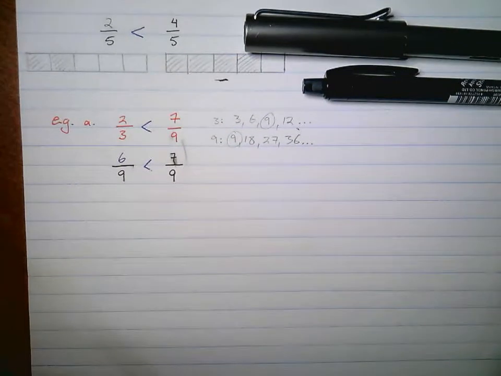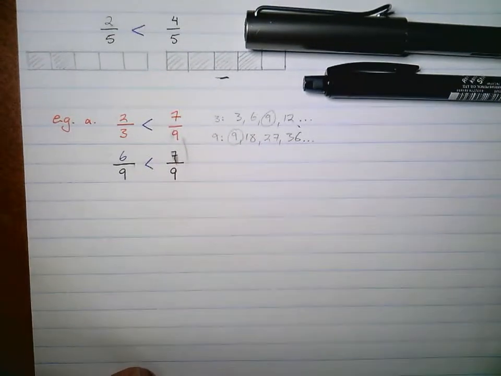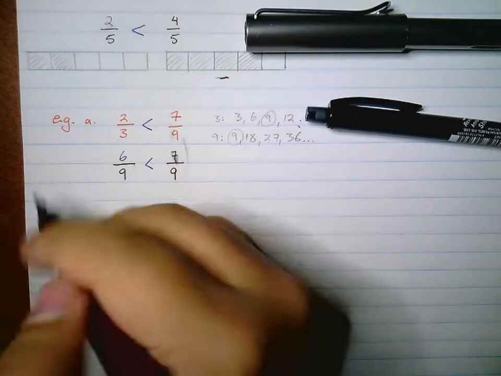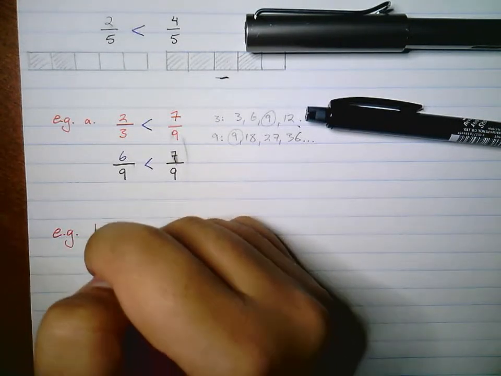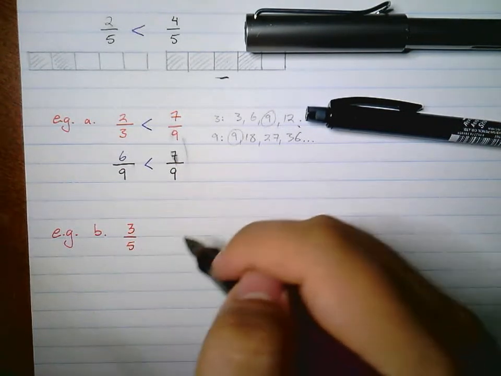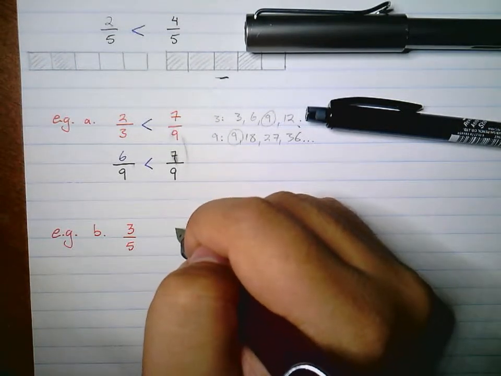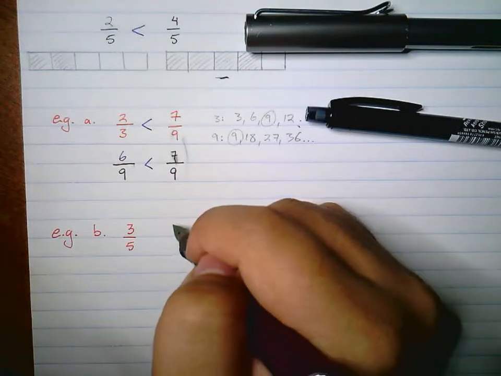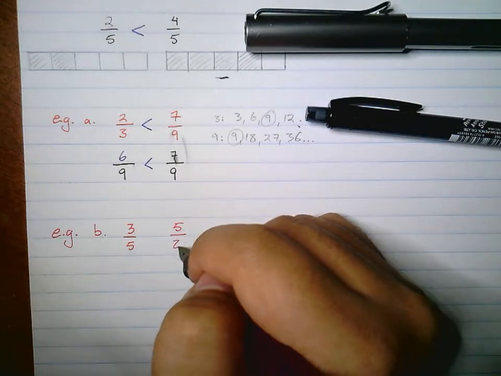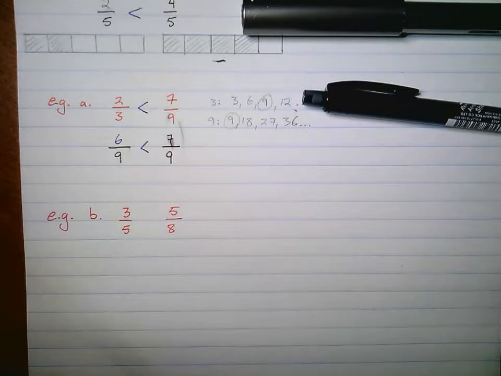Okay, let's take a look at this with a harder denominator. Okay, let's take a look at these two fractions. Example B. Let's take a look at 3/5, and let's say 5/8. Which one of these is larger?